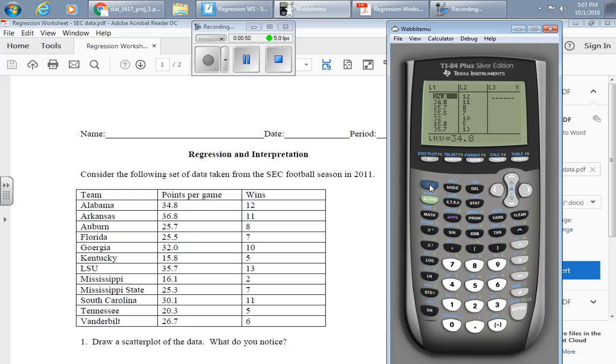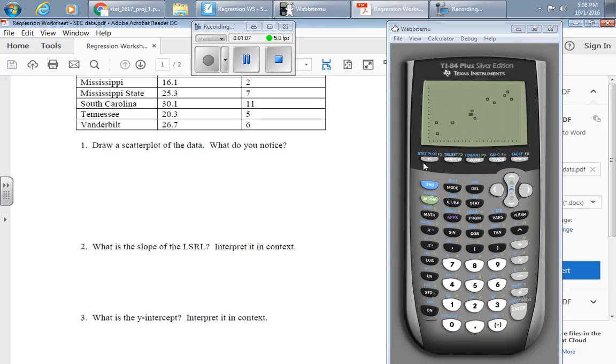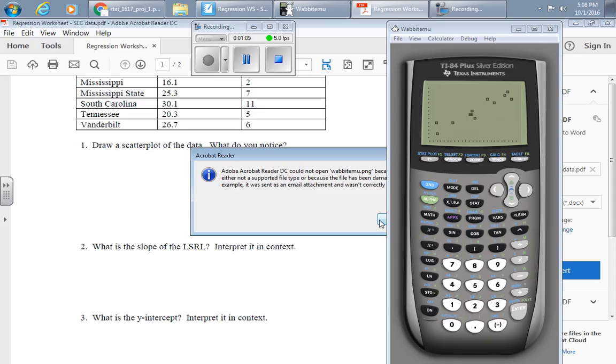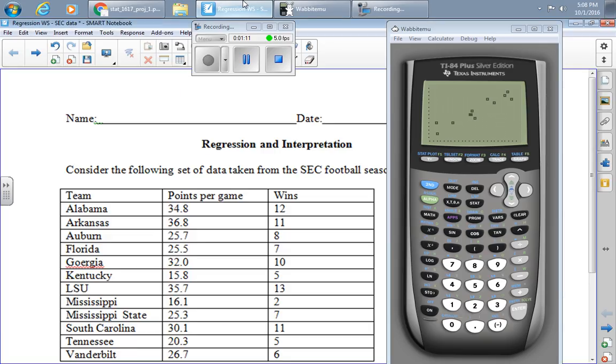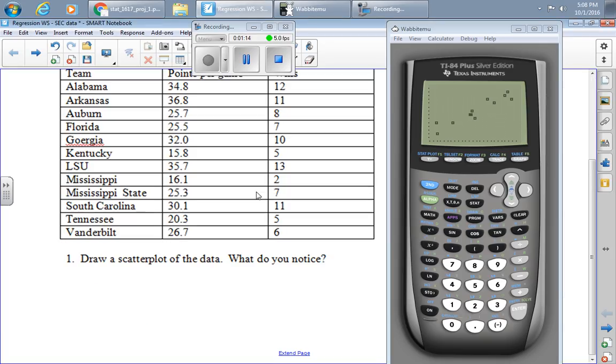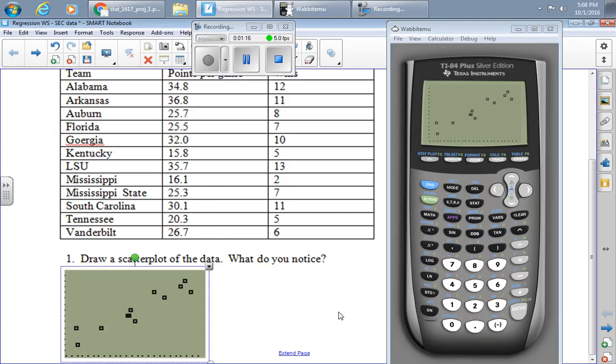So when I make a scatter plot, I go to second stat plot, turn it on. This is a scatter plot of L1 and L2, and to graph it I press zoom 9. That's zoom stat, and I get this graph right here. Drag it onto this. And it says, what do I notice?